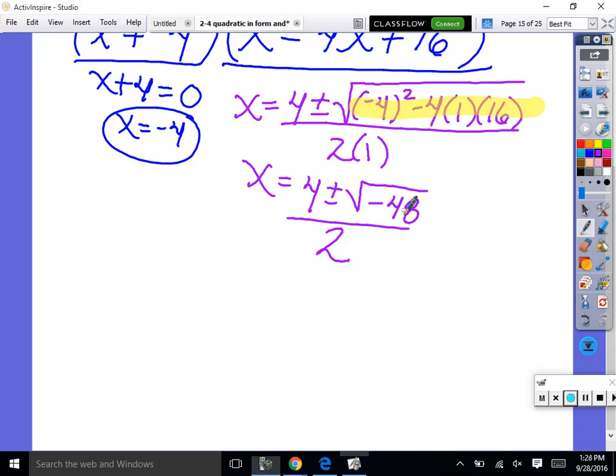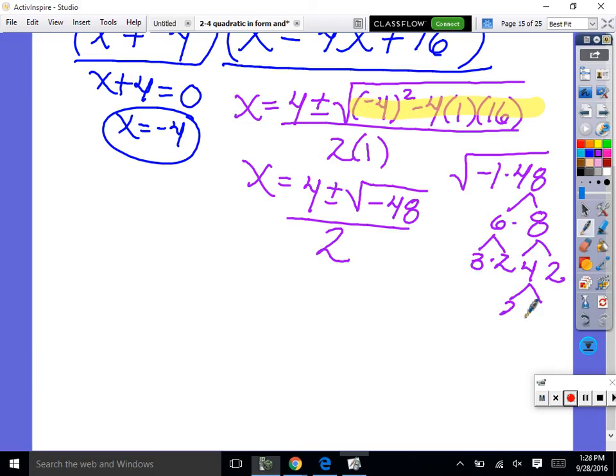Now we're at this point. Would it ever be appropriate to take 4 divided by 2? No, right? Never, because this is also divided by 2. This is always the point where we go off to the side and we simplify the negative 48. That's negative 1 times 48. 48 breaks down into 8 times 6. 6 breaks down into 3 times 2. 8 breaks down into 4 times 2. And 4 breaks down into 2 times 2, correct?